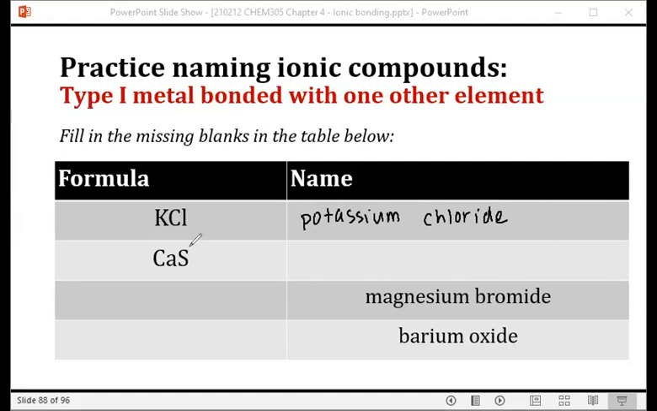Okay, next one, we have CaS. Ca is calcium, so we just write the name of the metal, calcium. And because calcium is a type 1 metal, we know it always has a charge of 2+. We don't have to include the charge in the name because we know it's always going to be 2+. So now we put the name of the non-metal, which is sulfur, but we change it so it has an IDE ending. So it becomes sulfide.